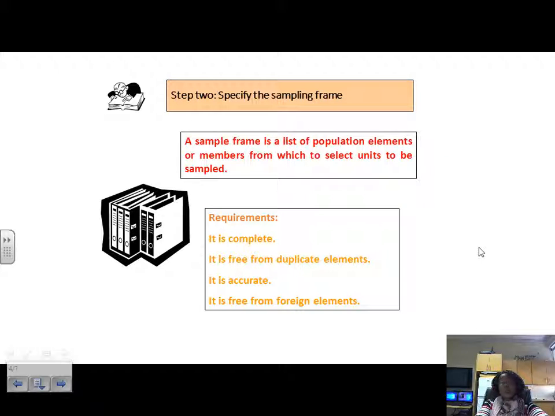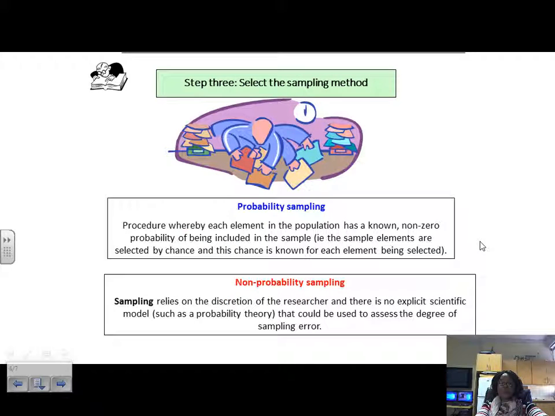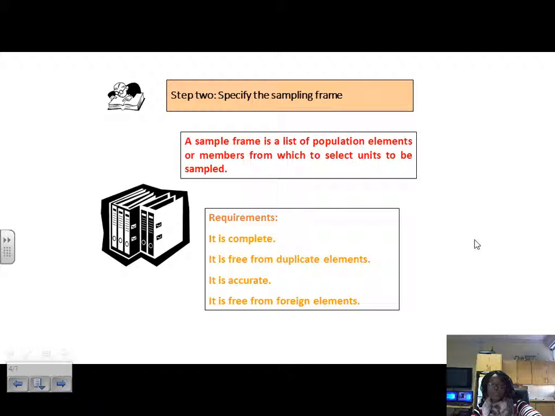Or you could use municipal records in a particular area. It could be municipal records for a town or a city, and that is where you could get your potential respondents to include in your study. What is most important with this sampling frame is that it must be complete and free from duplicate elements. It must also be accurate, and free from foreign elements. Any sampling frame that you use is only relevant and valid for as long as it is complete, accurate, and free from duplicate and foreign elements.